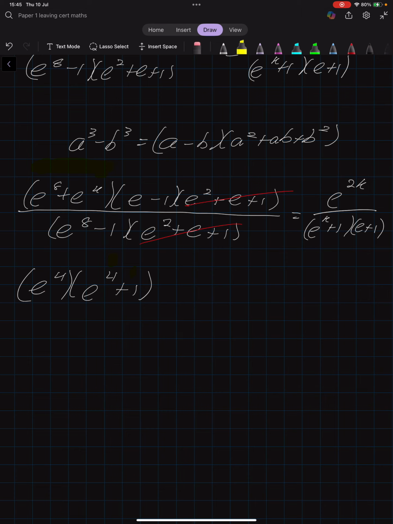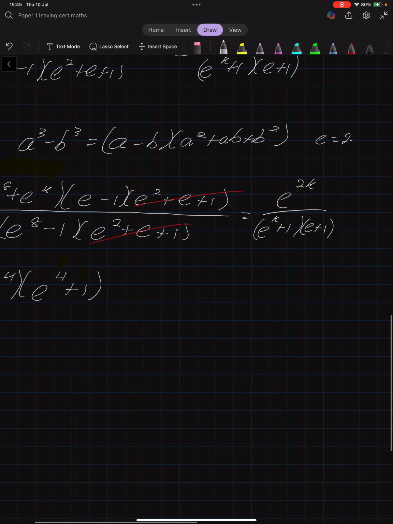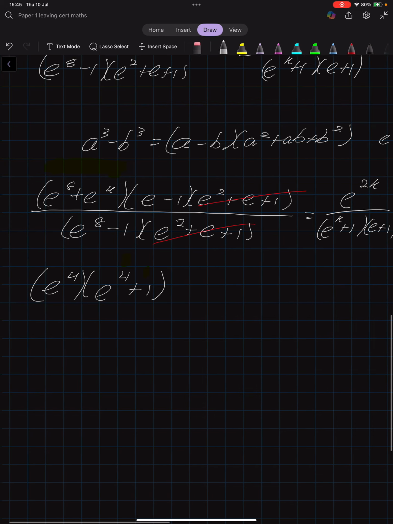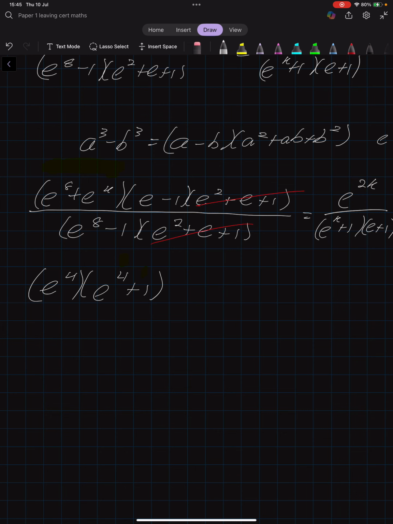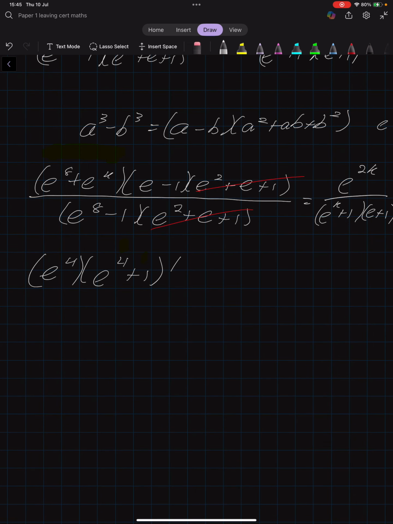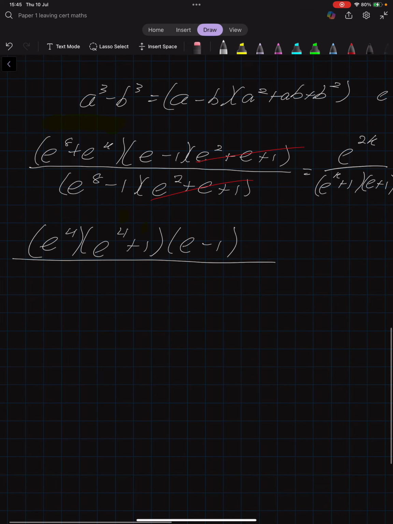Because remember, e is just a number. Sorry, I probably should have said that e is just equal to 2.718, on and on. So again, e is just a number. So you get this times e minus 1. The bottom, that's a difference of 2 squares. So that's e to the power of 4 minus 1, e to the power of 4 plus 1. So again, these two things cancel. Okay?